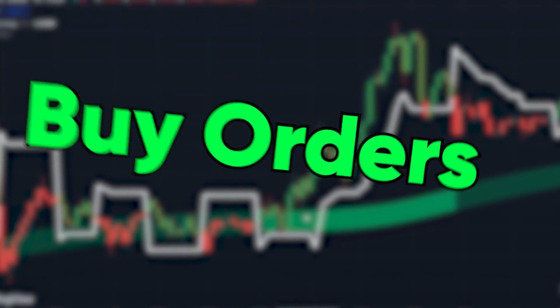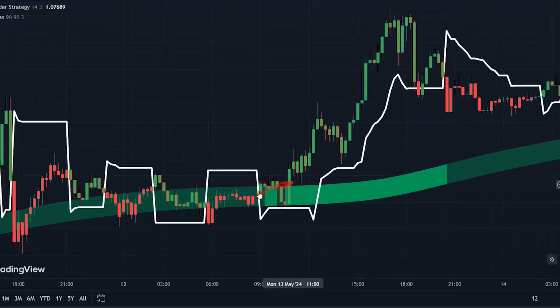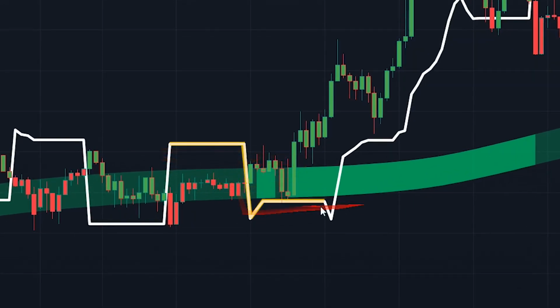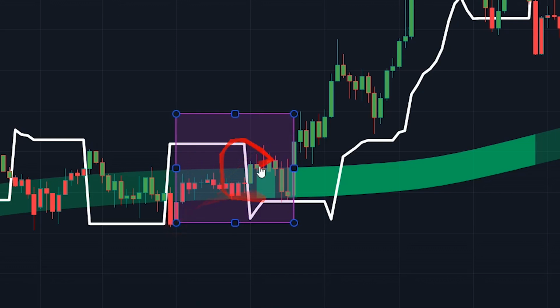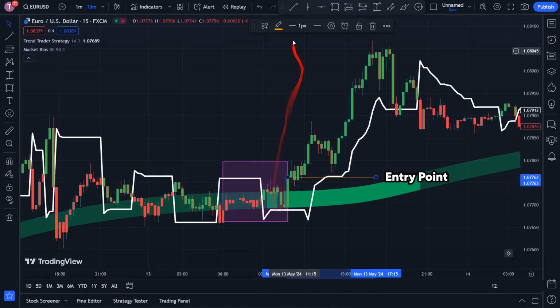Let's start with a buy order. First, we need to look for a bullish breakout, which means that the candles have crossed the trend trader indicator line from below to above. Then we need to check the market bias indicator and make sure that we are in an uptrend and this indicator is green. The candles should also be above this line. Once everything is in place, we have found a suitable entry point.